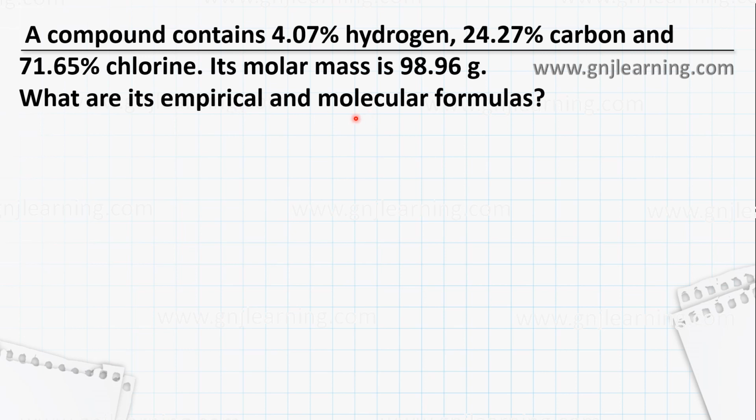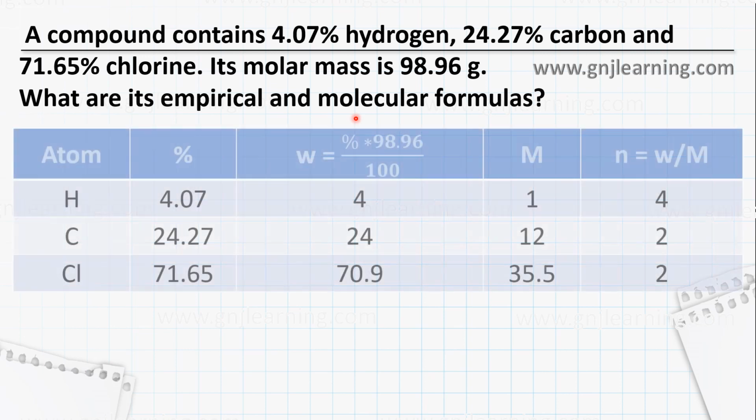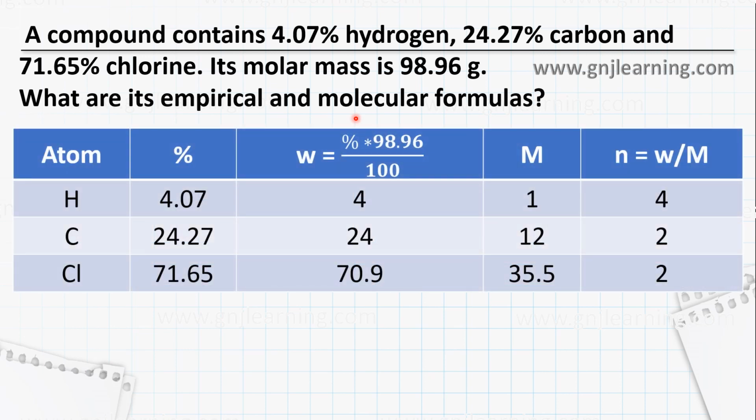To do this, we are going to construct a table. If you construct a table like this, it will simplify your calculation. First you have to write down the atoms present. In the question it is given hydrogen, carbon and chlorine, and their percentage composition is also supplied.